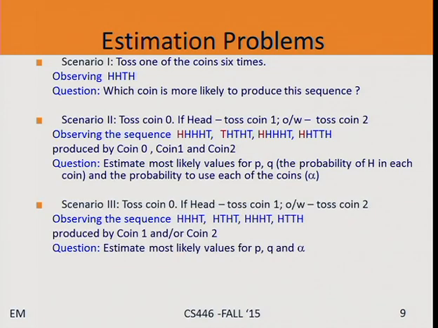Scenario 3, same thing. Toss coin 0. If it's head, toss coin 1 many times. If it's tail, toss coin 2 many times. Now I'm observing this sequence. What's the difference between here and scenario 2? I didn't tell you the outcome of the first coin toss, coin 0. I just told you what happened. Estimate the most likely values of P, Q, and alpha.